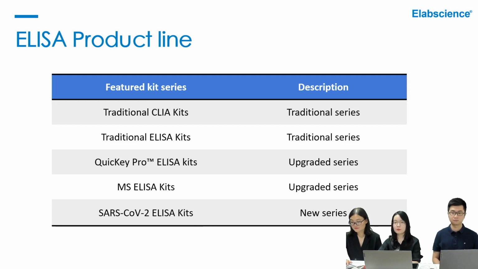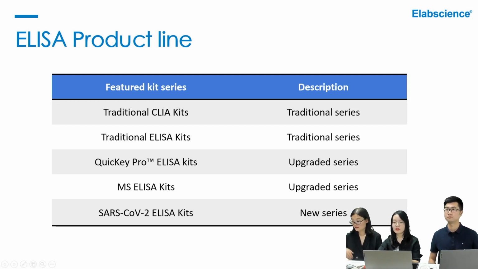In order to meet the needs of the market and the customers, we are constantly optimizing our products and launching the new ELISA series. Here I have listed the ELISA product series of Elabscience. The traditional ELISA kits is our traditional series, which is famous for the numerous items and the high performance. Quickie Pro ELISA kits is the upgraded series. The whole experiment takes only 90 minutes, which greatly helps with the experiment efficiency.